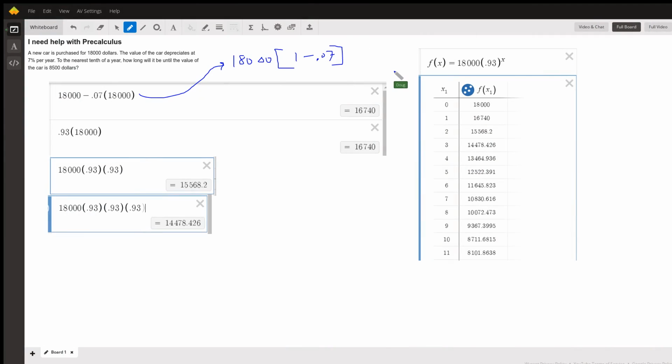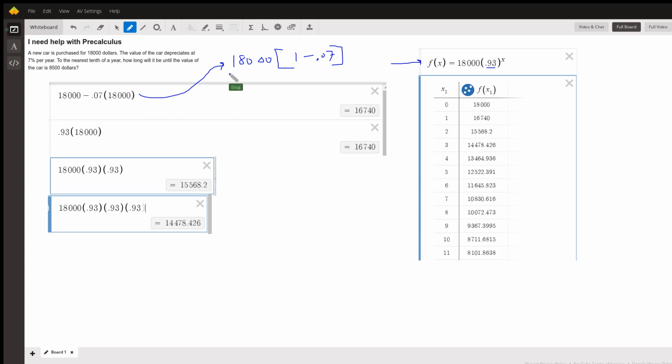Okay, I thought I'd give you a little perspective on where this function comes from right here. This is what we call exponential decay because this base is between 0 and 1. Just think about how much value the car would have after 1 year. How would you calculate that? Well, you take 7% of the current value because it's going down by 7% per year, and then you subtract that from the original value, and that would give you $16,740. It's gone down by 7%.